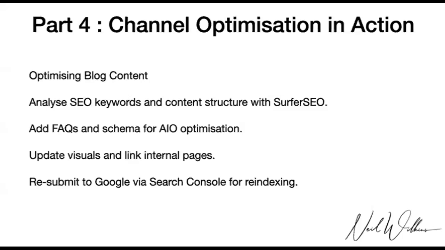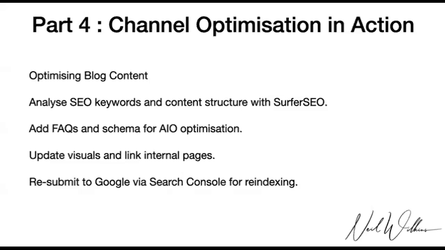Interesting stuff, isn't it? So let's see this in action. If you were going to optimize some blog content, what would you actually do? Well, you could analyze some SEO keywords and the content structure. You could then optimize it for AI as well as for human interaction. You'd probably want to be thinking about updating the visuals and maybe linking internal pages, etc. All of this is testable by these processes. And then potentially you're going to resubmit it to Google via Search Console for re-indexing.